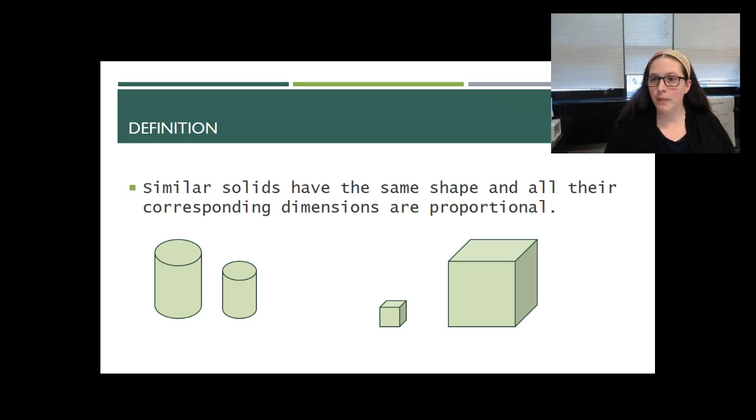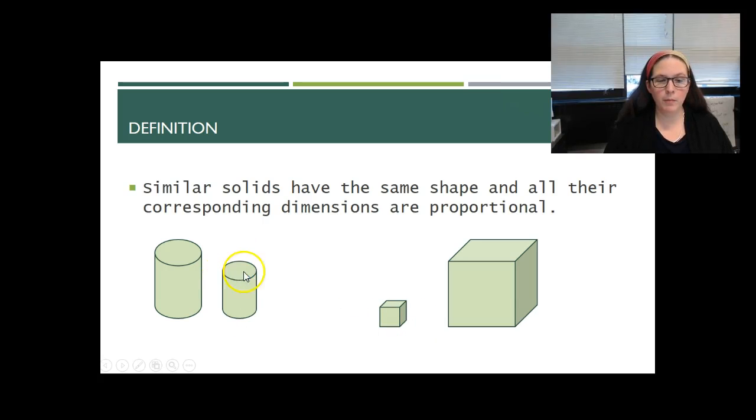The first thing that we need to talk about today are actually what similar solids are. And it's a really simple definition, the same that you've used earlier in the year. Similar solids have the same shape, and all of their corresponding dimensions are proportional.